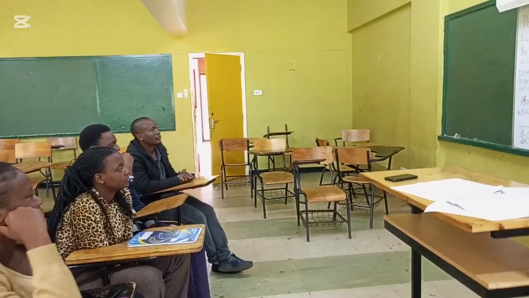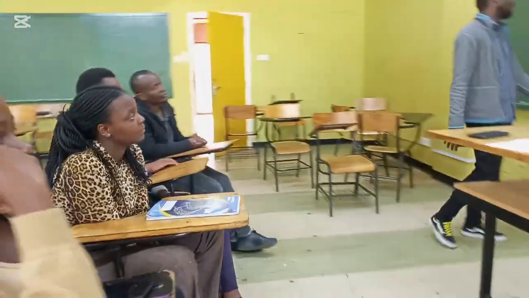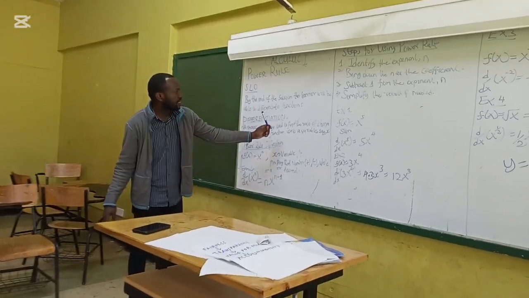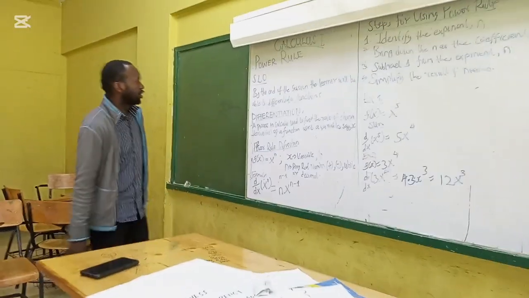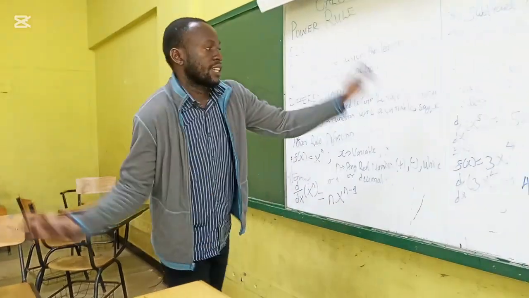Differentiation is a process in calculus used to find the rate of change of a function of a variable. Very nice. Nice response. Any other response? Okay. Now, differentiation, as colleagues has stated, is a process in calculus used to find the rate of change of a function with respect to a variable, normally, oftentimes, x.